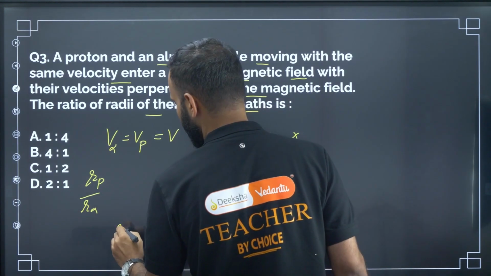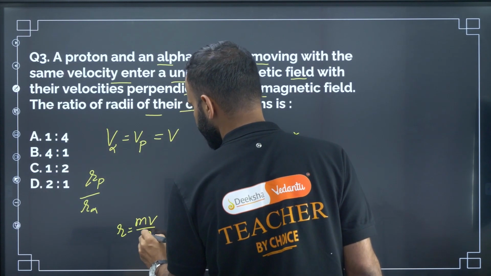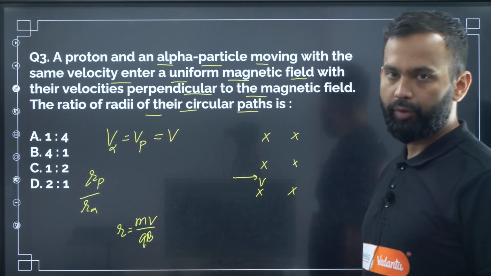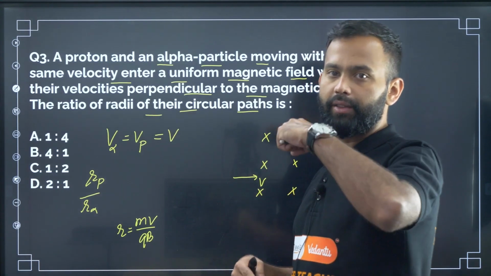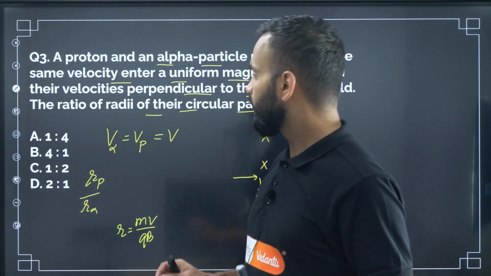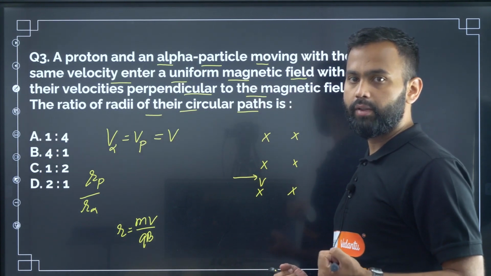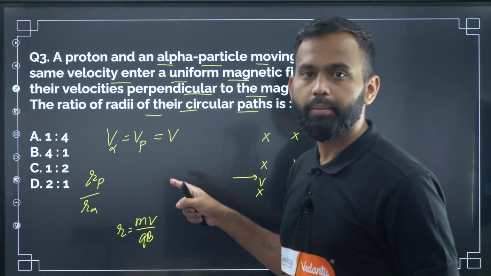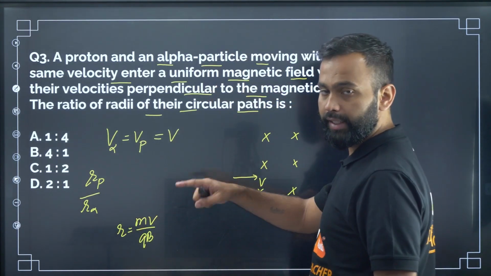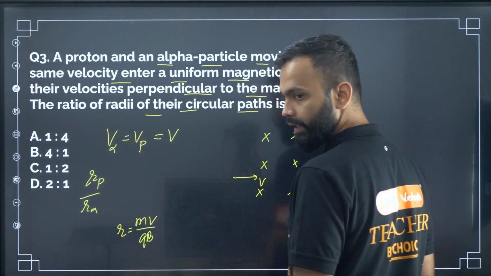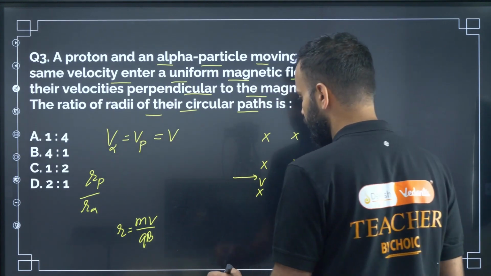We know that R equals mV divided by qB. How did we get this formula? By equating the centripetal force and the magnetic force. When a charged particle takes a circular path in a uniform magnetic field, it experiences centripetal force. That centripetal force is provided by the magnetic force. From that we get R, the radius of the circular path of the charged particle, as mV divided by qB.